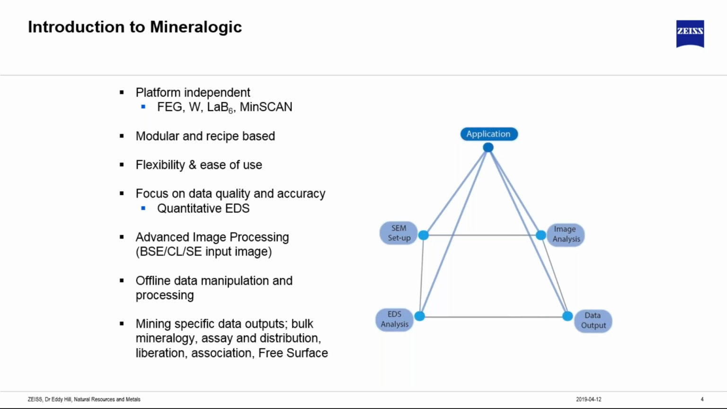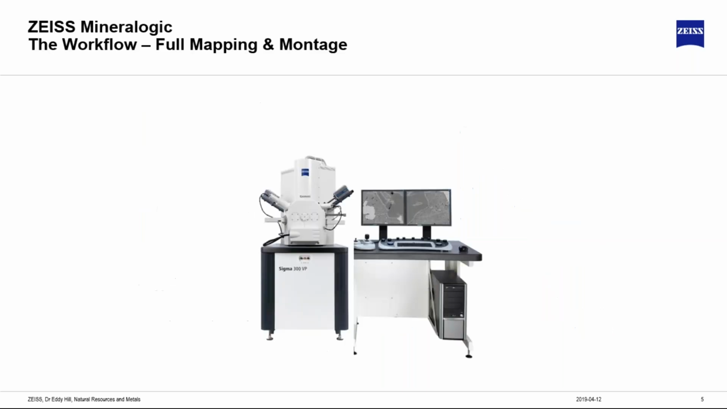At the end of the analysis, we provide many outputs. Some of them are mining specific. Amongst these would be bulk mineralogy, assay, distribution, liberation, association, free surface liberation. But we'll cover these in more detail further on.